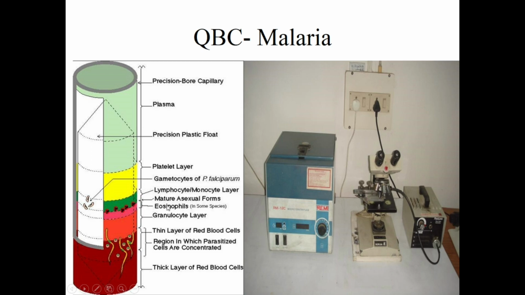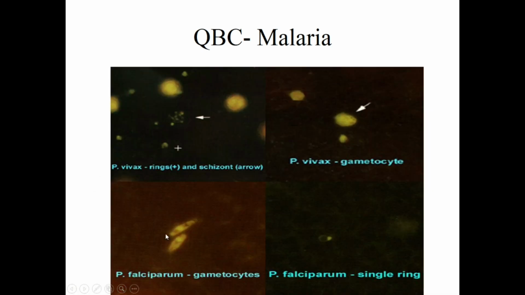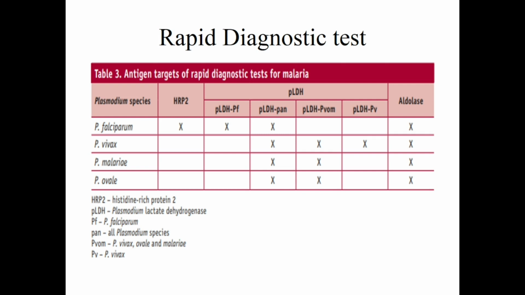This tube is usually examined using a fluorescent microscope, where they will see the brilliant green dots at this part. It will appear somewhat like this. It needs expertise, so it's difficult to perform. We don't usually do this test, because the gold standard is still the peripheral blood smear. But nowadays we are going in for rapid diagnostic tests as well.